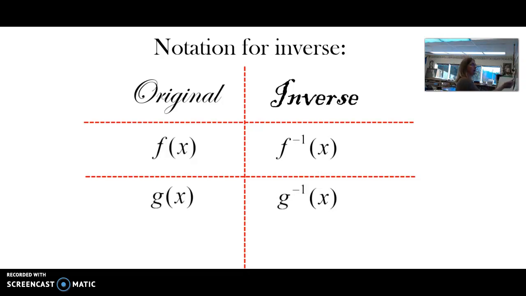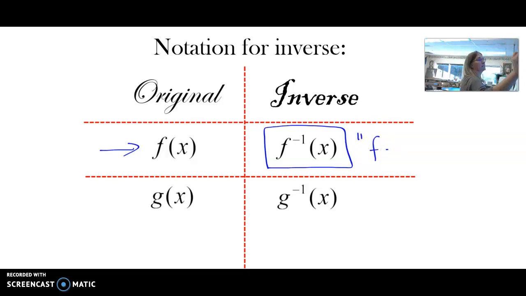Okay, so if you have a function f of x, the notation for inverse is this right here. It looks like a -1 exponent, but the way you would say that is f inverse of x. And it indicates the inverse function of the original. If the original function is called g of x, then the inverse notation would be g inverse of x.